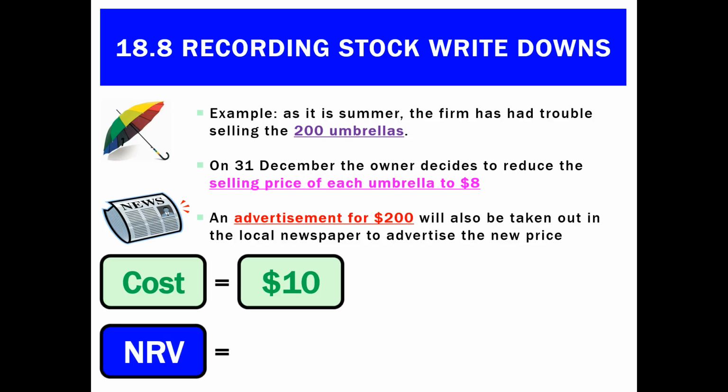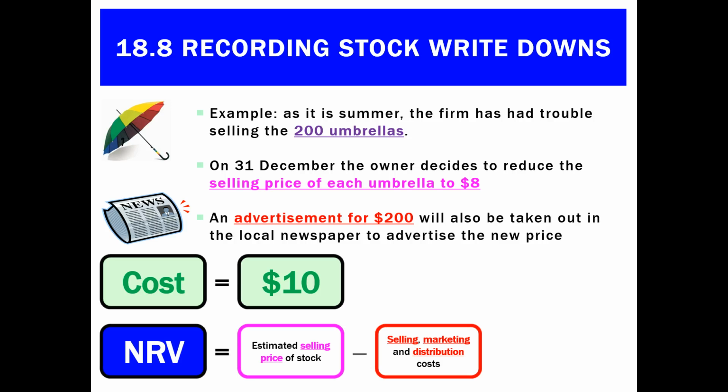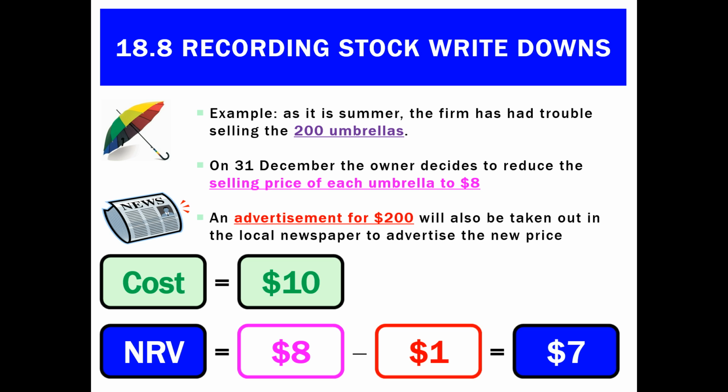The net realizable value was defined as the estimated selling price less any selling, marketing, and distribution costs. So I have an estimated selling price of $8. Now to sell these umbrellas, I've got to take out this ad. The ad's going to cost $200. The umbrellas, there's 200 of them, so that's $1 per unit. So that must mean the net realizable value is 7.